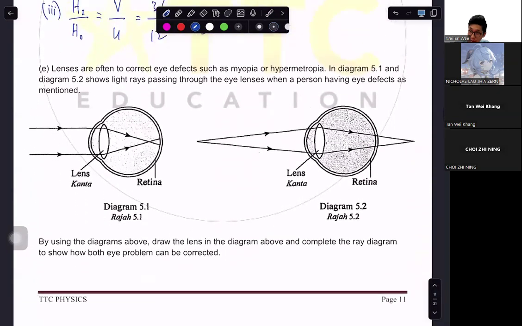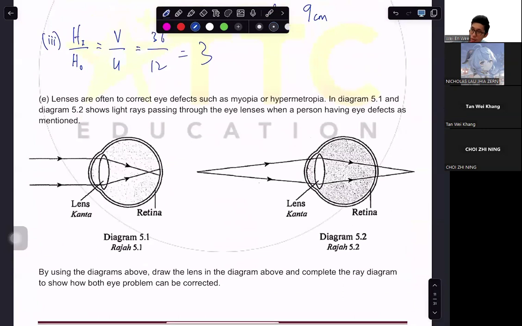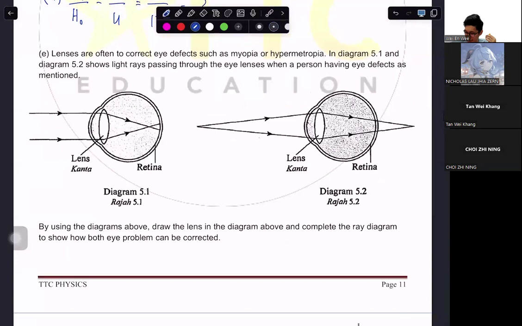Okay, next one. So here we have some eye defects like myopia and hypermetropia, basically short-sighted and long-sightedness. This is short-sighted because you're supposed to focus here, but you focus too short now. This is long-sightedness. You're supposed to focus here, but you focus too long already. So you need some lens in order to fix this problem. So how to fix this problem?